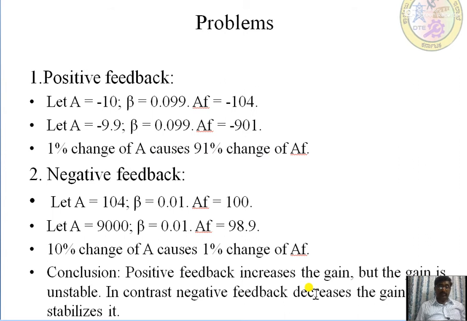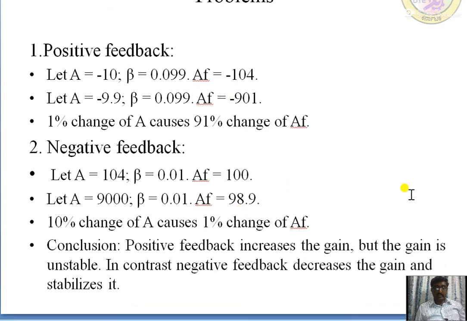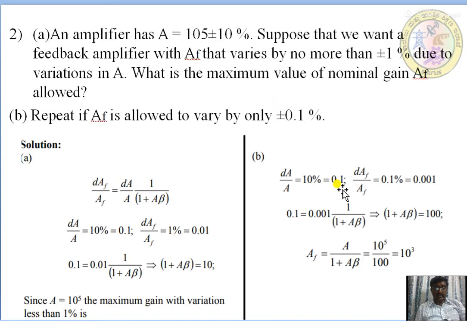In negative feedback, let A be equal to 104, and beta equal to 0.01. AF is equal to 100. So a 10% change in A causes a 1% change in AF. Conclusion: positive feedback increases the gain, but the gain is unstable. In contrast, negative feedback decreases the gain, through A into beta, and stabilizes it.